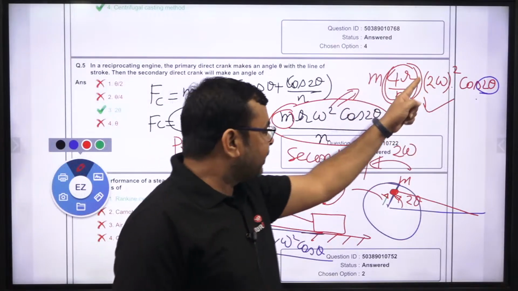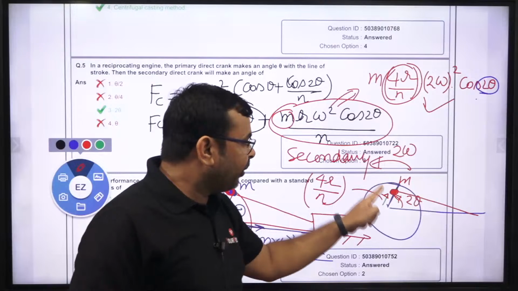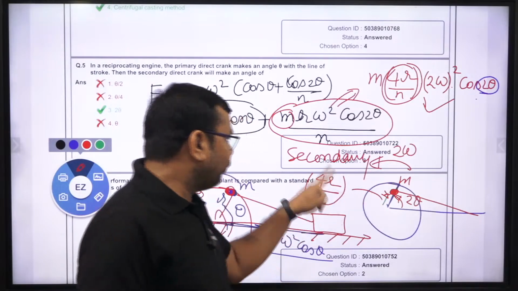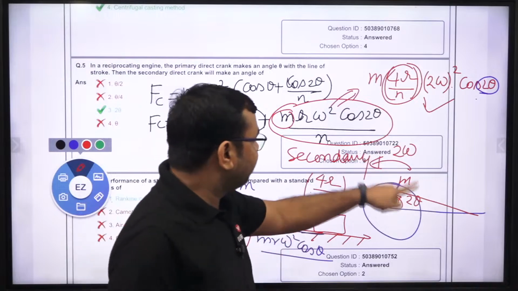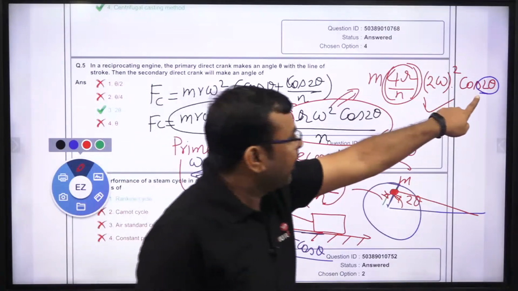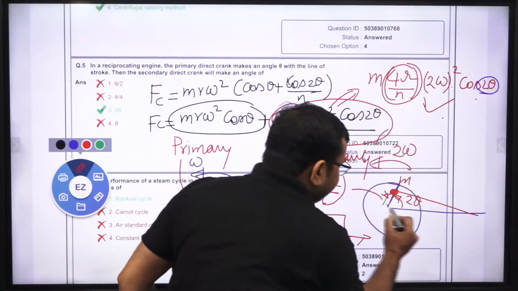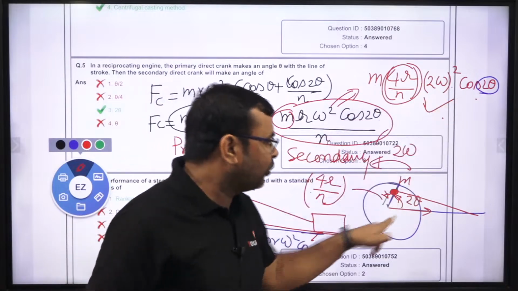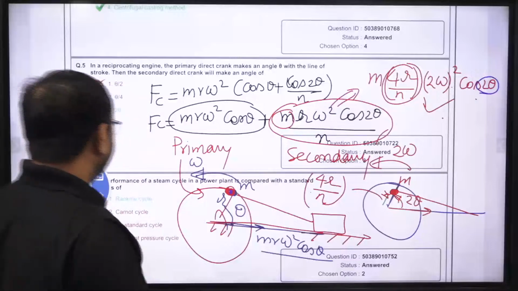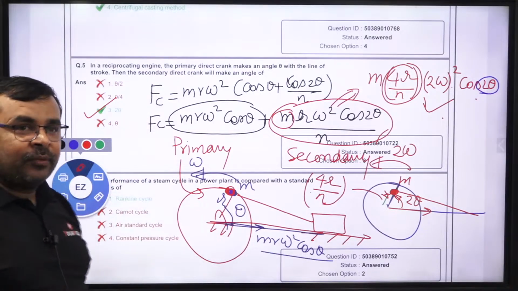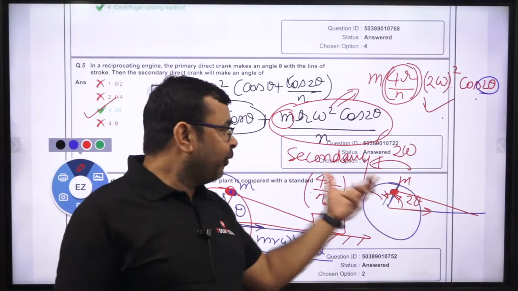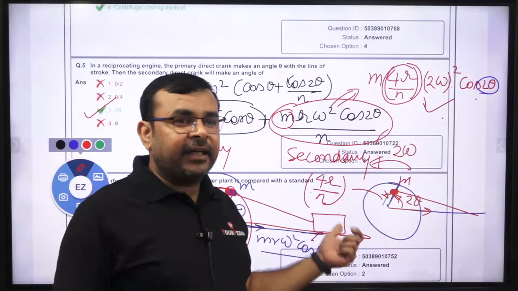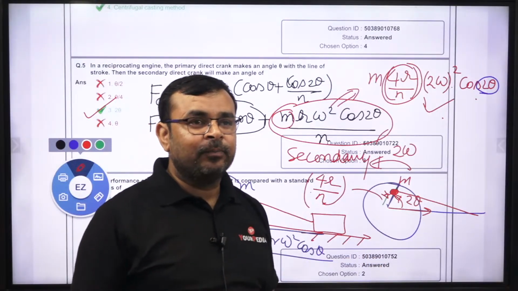And if I represent this secondary direct force, can I say the whole mass of the piston, m, is situated somewhere here at a distance of 4r by n. This radius rotates with 2 omega speed, and the force acting here is m into 4r by n into 2 omega whole square cos 2 theta. Then the answer will be 2 theta. So I hope you understand what the primary and secondary forces are in the reciprocating system.